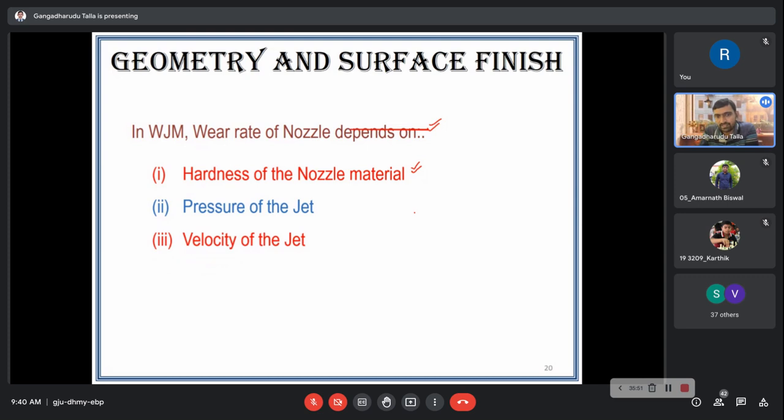Now, velocity of the jet. At what velocity the jet is coming out. If the velocity is high, nozzle wear rate is high. Nozzle design again. Based on the shape, if it is circular, wear rate may be less. If the nozzle cross section, from which the jet is coming out, is square type, wear will be more if you have those sharp corners like that.